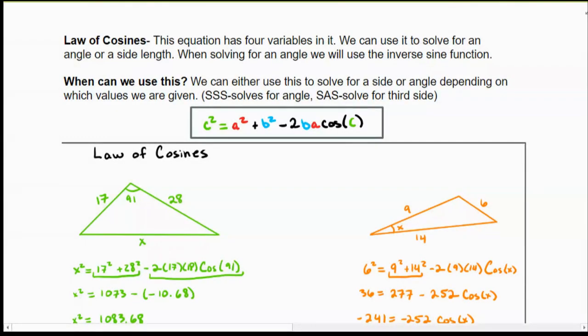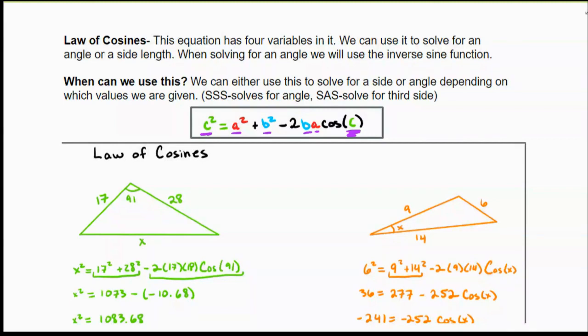So here we are talking about the law of cosines. And this equation has four variables in it. So we have the side length C, the other two side lengths, which are A and B, and then the angle C as well. So we're really going to need 3 out of the 4 variables to be able to solve anything. So I either need all 3 sides or 2 sides and an angle that's in between.